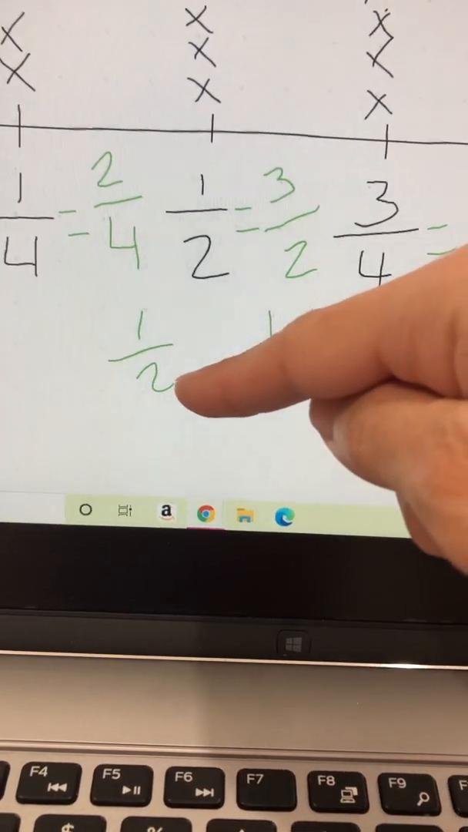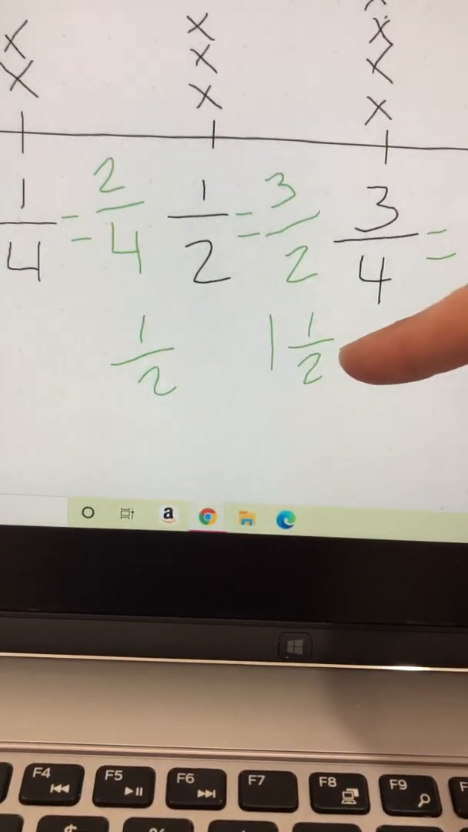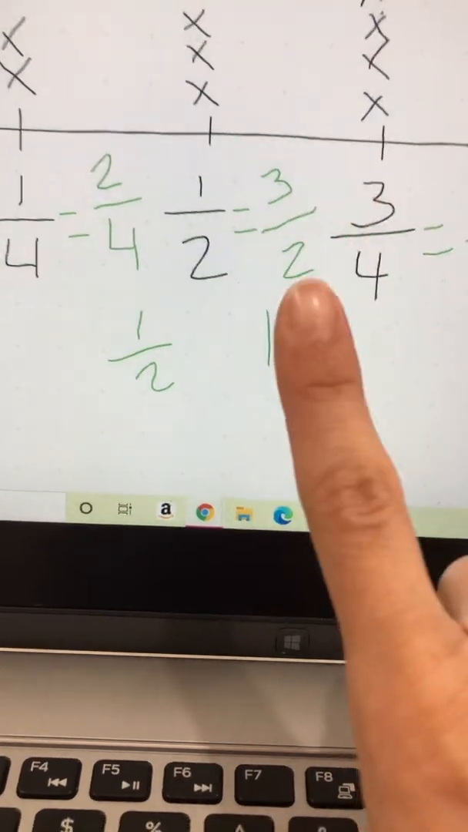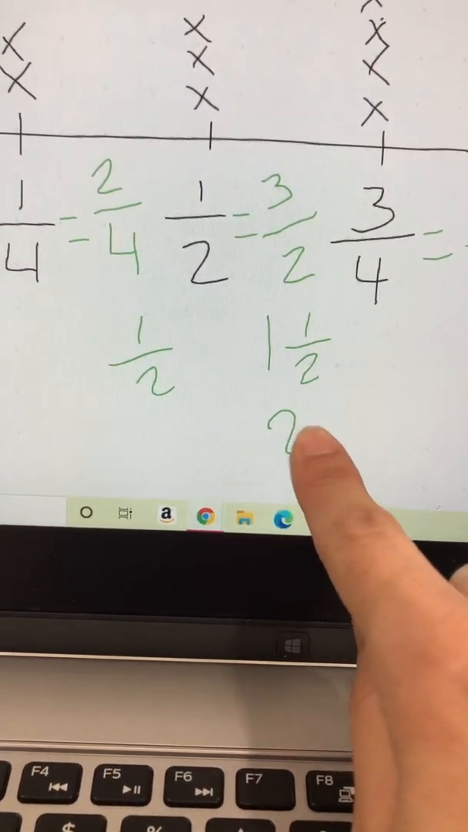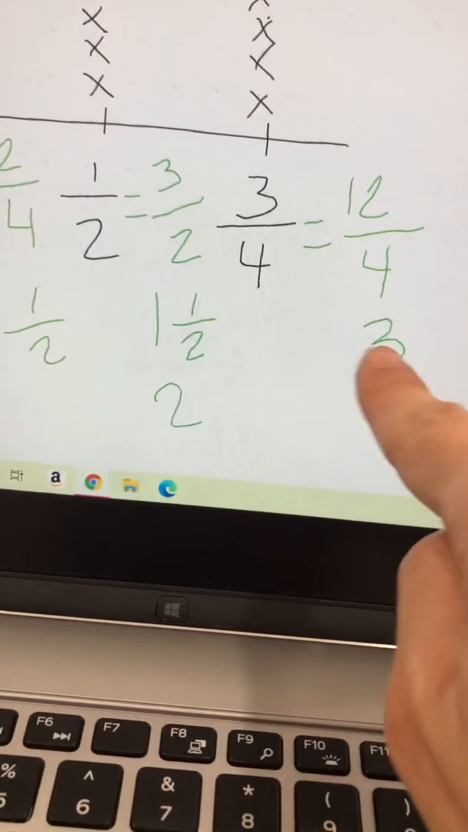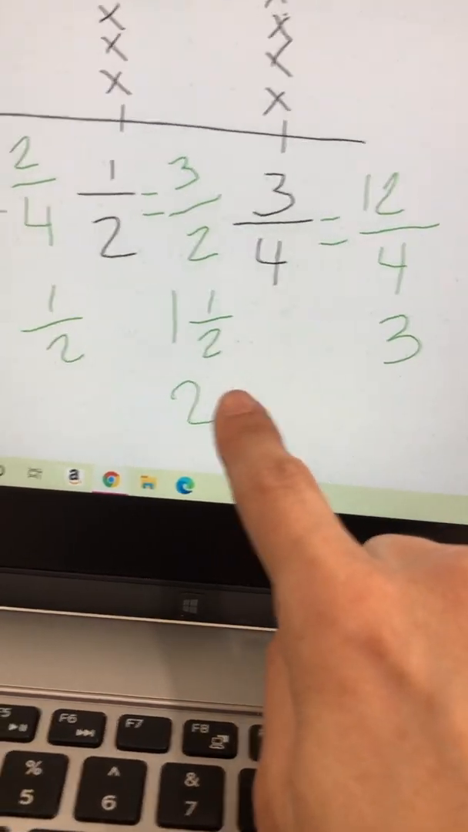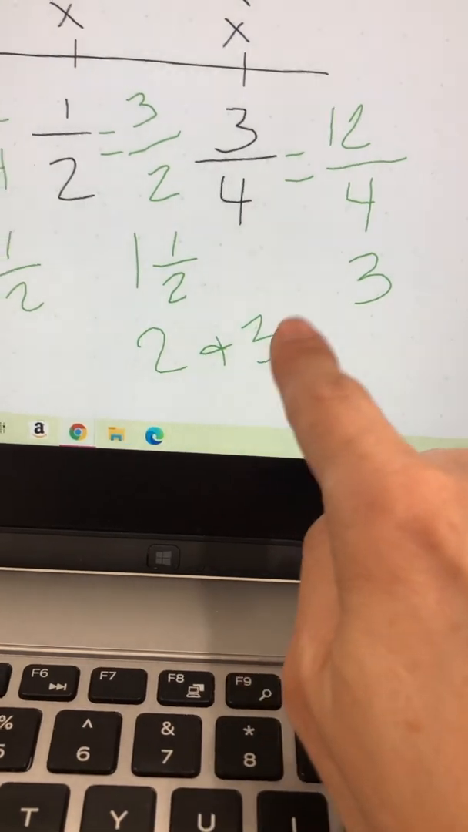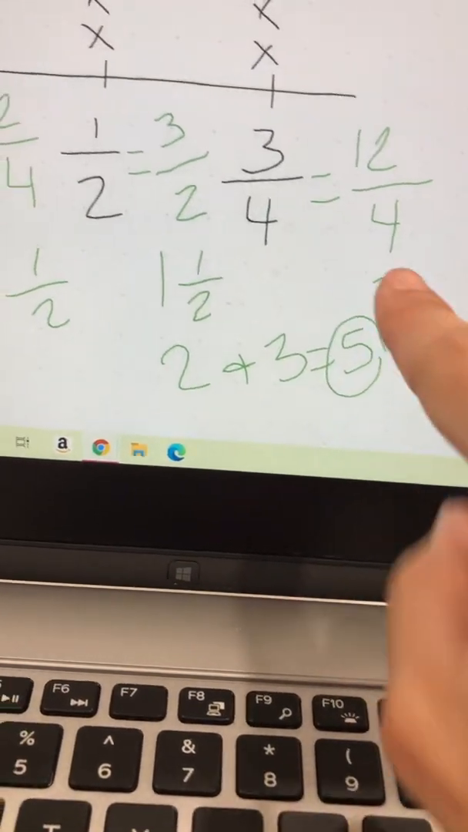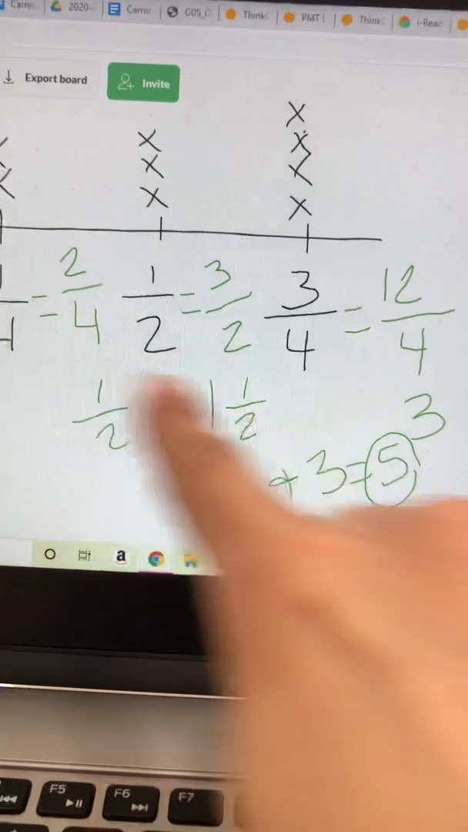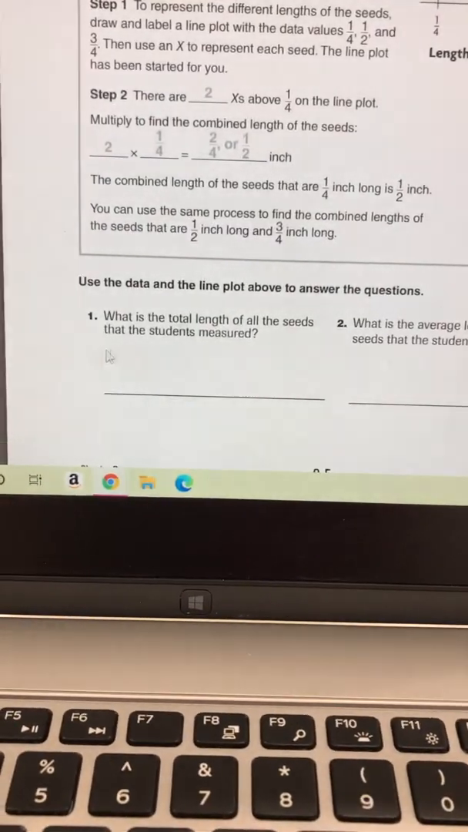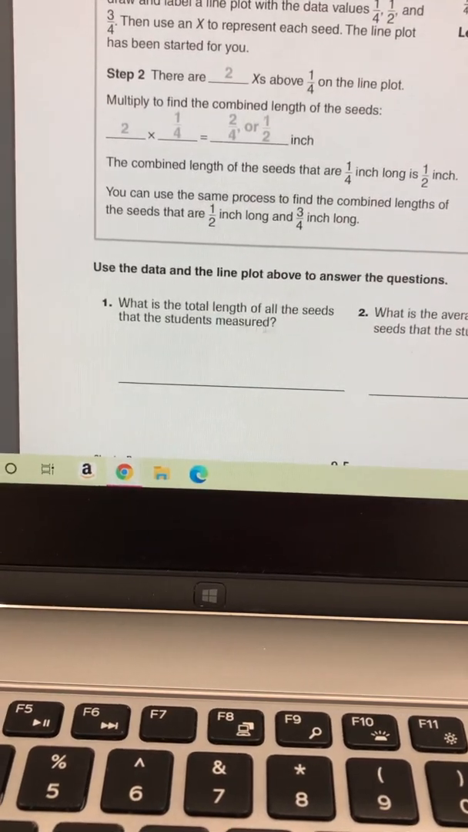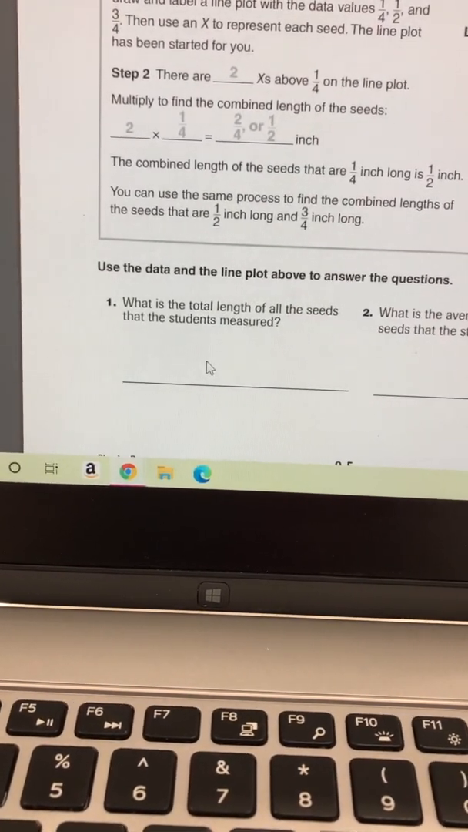Okay, so 1/2 plus 1 and 1/2, well, we know that 1/2 plus 1/2 equals 1, plus that 1 that's already there is going to equal 2, right? So now we add the 3 to the 2, so 2 plus 3 equals 5. So right now we have a total of 5, okay? So to answer the first question, what is a total length of all the seeds that the students measured? We're going to put 5 in here, okay?